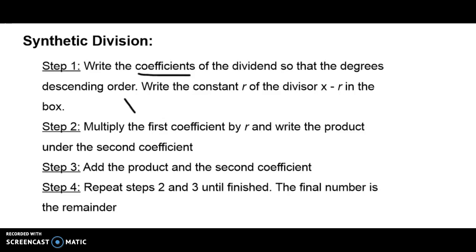Okay, so for example, if I have x minus 3, in my box, I'm going to put 3. And we'll show you an example in just a moment. Step number 2 is to multiply the first coefficient by r and write the product under the second coefficient. Then we add the product to the second coefficient. And finally, we repeat these steps until we get a final number and there's no more numbers to multiply by. And that's going to be our remainder. Now this sounds a little confusing, but it's a little bit easier than it sounds.